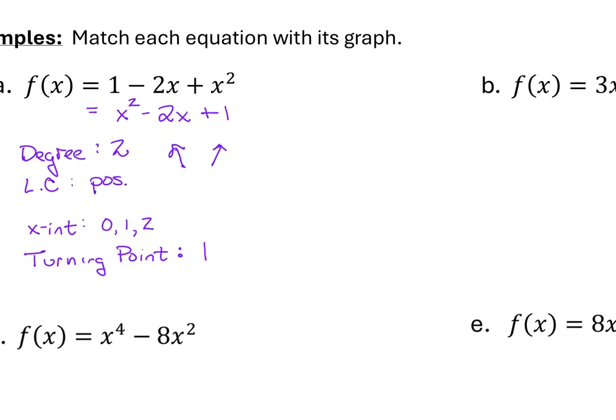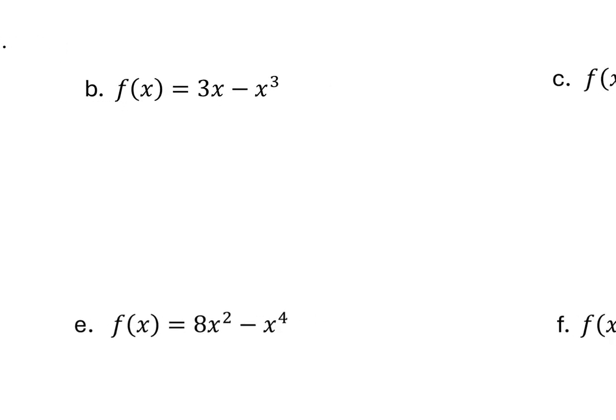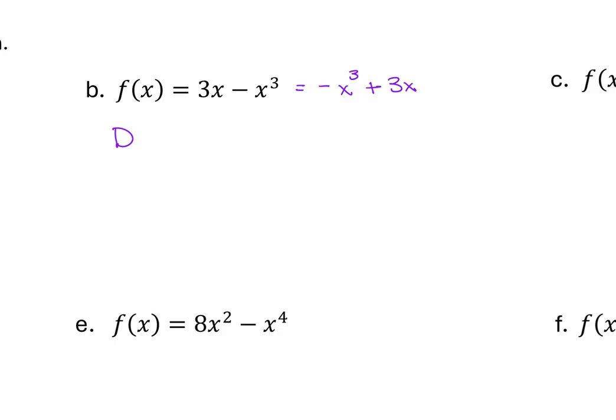All right, let's come to example B. Again, I'm going to start by rewriting this in descending order. We want to make sure that we keep the sign with its term, and so my minus x cubed, I'm just going to move it to the front. My positive 3x, I'm going to move it to the back. All right, for this one, we have a degree of 3. This is our largest exponent.